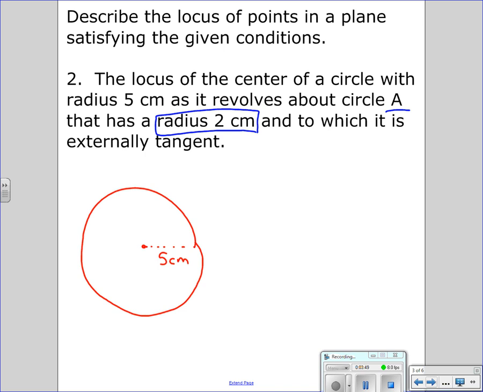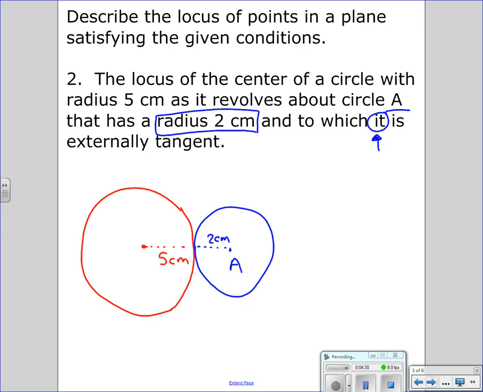I'm assuming it, and that's a little vague, and I would try and be more specific on the test. I just stole these questions from the book. It, meaning this circle and circle A, are externally tangent. So externally tangent, let's make that look a little bit more like a circle. They are externally tangent, one point of tangency. Circle A has a radius of 2 centimeters. So now let's look and see what's revolving. The center of a circle with radius 5 centimeters.